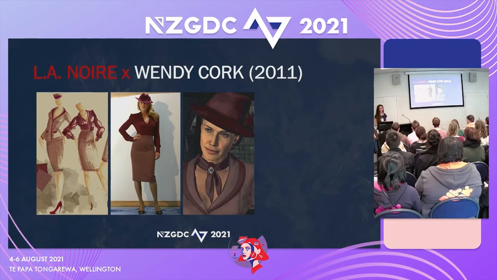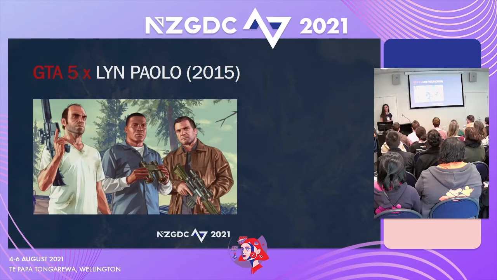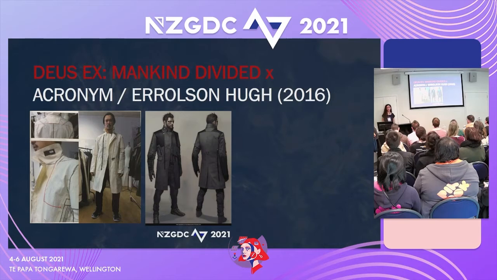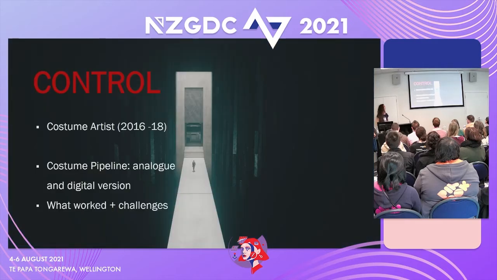To provide some historical context to costume work on games, I'll introduce a few examples of productions that consulted costume and fashion designers. The first example that I know of was Wendy Cork designing and sourcing the costumes for 3D scan for LA Noire. Lim Paolo followed a similar workflow for sourcing the costumes for GTA 5. My third example is actually not a costume designer, but a fashion designer. Errolson Hugh from fashion studio Acronym helped to define the jacket of the protagonist of Deus Ex: Mankind Divided. And then there was me working on Control for 2 years, from 2016 to 2018. I designed all the main costumes for the main characters.